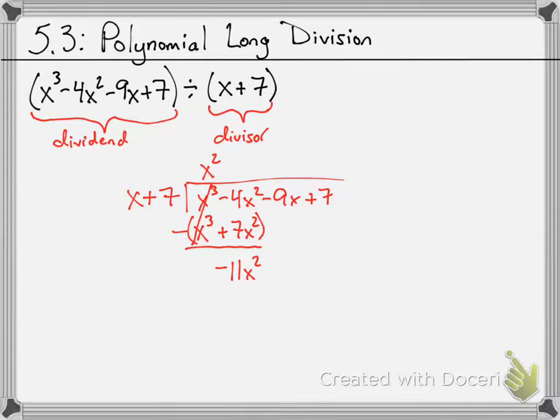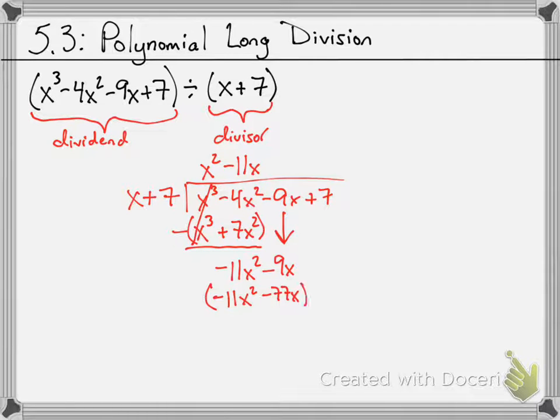To continue my long division process, I'm going to pull down the next term, which is negative 9x, and now I'm going to repeat the process that I started with. So I'm going to take the negative 11x squared and divide out the x from my divisor. That leaves me with negative 11x. I'm going to take that negative 11x, that result, and multiply by both terms in my divisor. So negative 11x times x gets me negative 11x squared. Negative 11x times 7 is negative 77x.